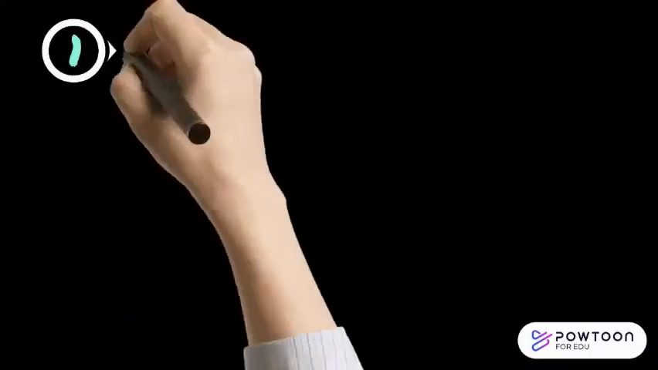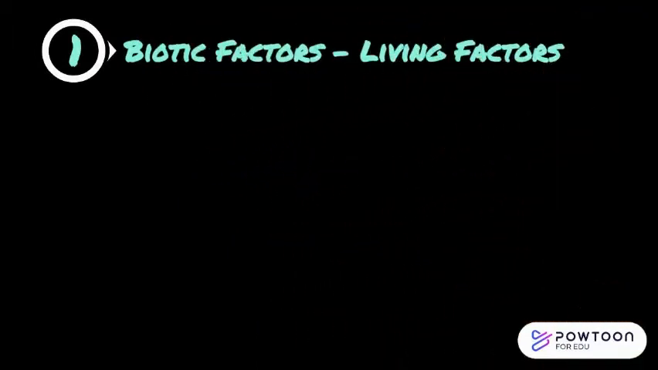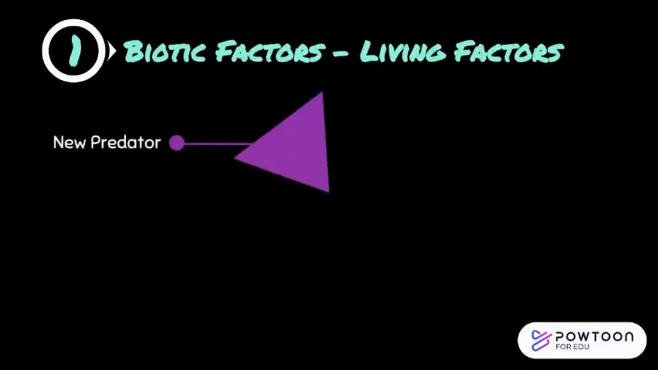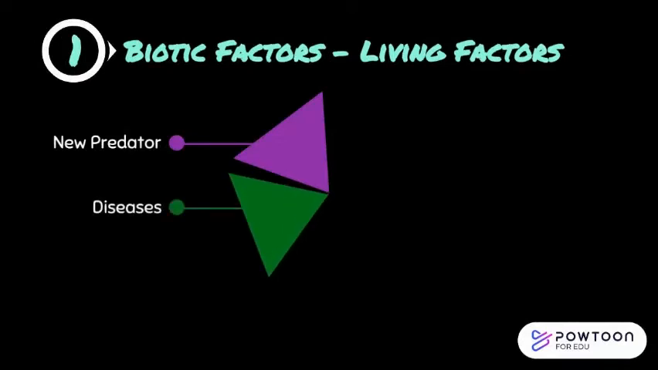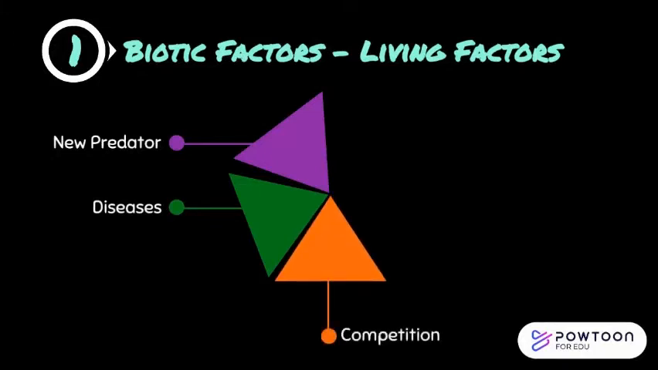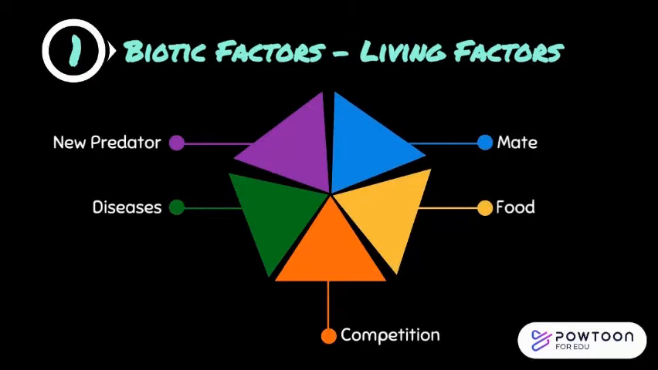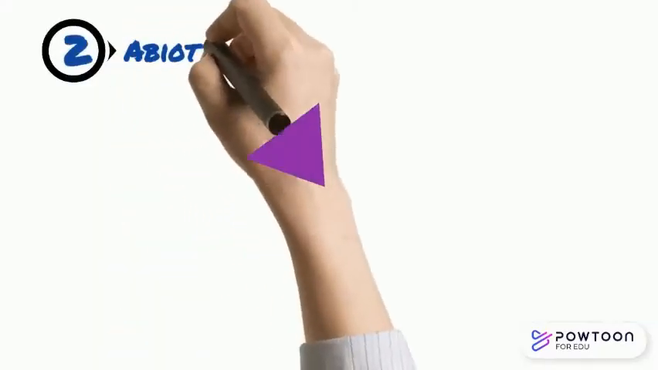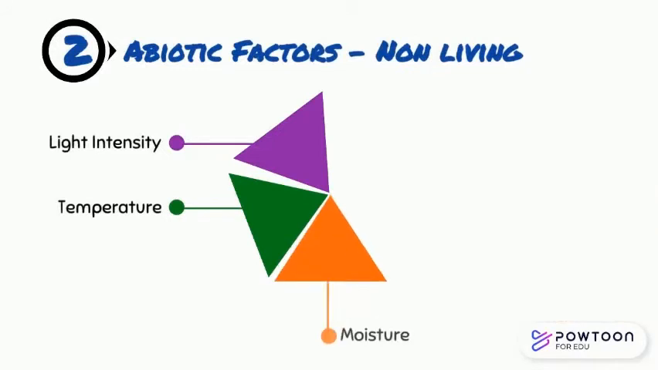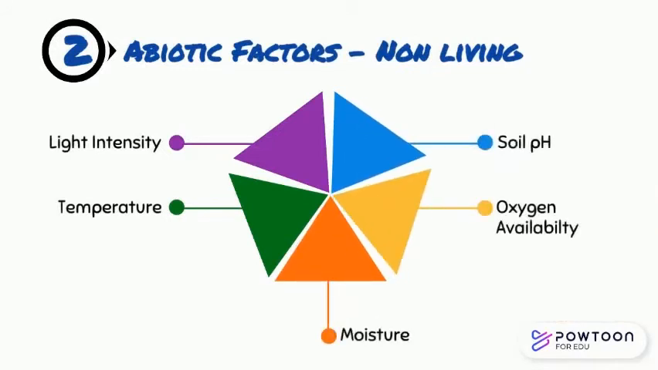So let's take a look at biotic factors, which are living factors. There are new predators, diseases when organisms do not have resistance to them, competition between organisms, and food, along with mating competition between the animals. Next, we have abiotic factors, which are non-living factors. These include light intensity, temperature, moisture, and oxygen availability.